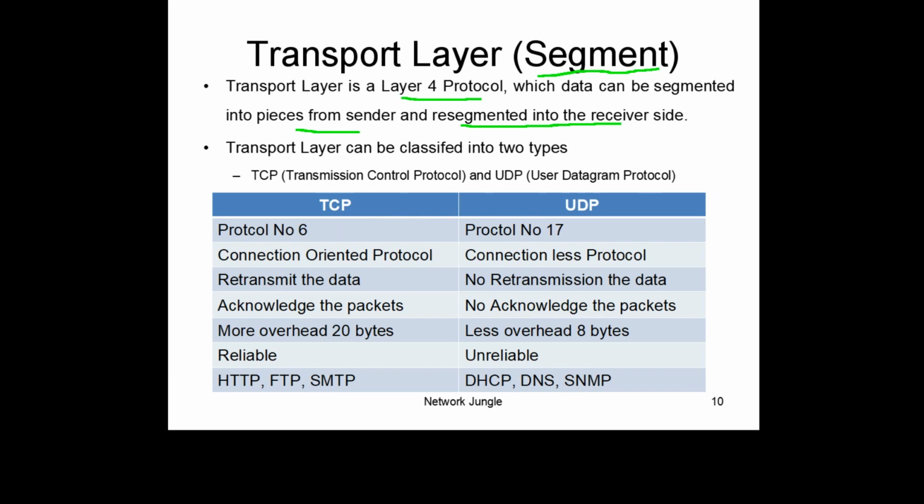The protocol number is 6 for TCP and 17 for UDP. TCP is a connection-oriented protocol. UDP is a connectionless protocol. In TCP, if data is missing, it is retransmitted. In UDP, if data is missing, there is no retransmission. TCP has acknowledgements of packets for the transmission. UDP has no acknowledgements. TCP has more overhead, 20 bytes. UDP has less overhead, 8 bytes. TCP is reliable and UDP is unreliable. Examples of TCP protocols are HTTP, FTP, and SMTP, and examples of UDP protocols are DHCP, DNS, and SNMP.